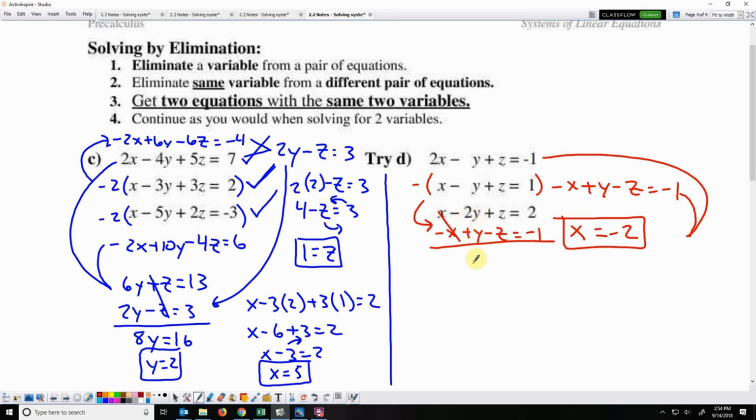I'm going to get negative 2 plus 1, or negative 1y, or negative y. The z's eliminated, which is what I was trying to do. And 2 minus 1 is 1. So y equals negative 1.